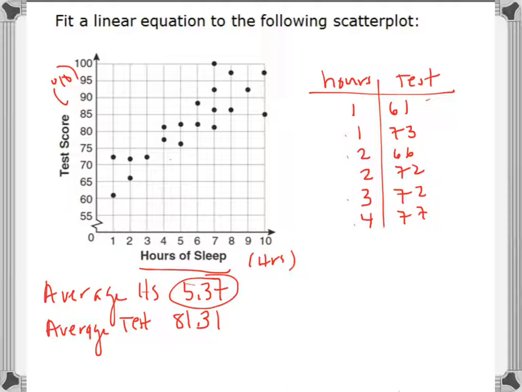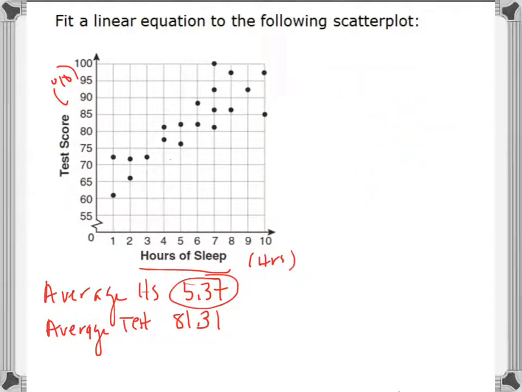Now, I want to use this point as a point that the line goes through. The sleep is on the x-axis, so that's the x-coordinate here. I want to use this point. So let's plot that point. It's about 5.3 or 5.4 and 81.3. So maybe it's about around here. So my line of best fit is going to go through there.